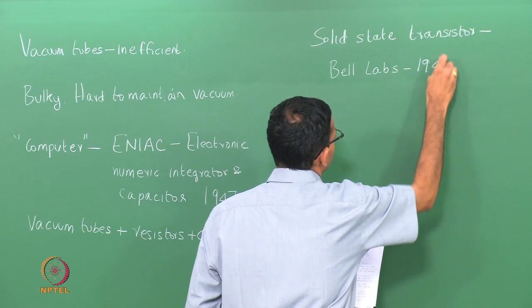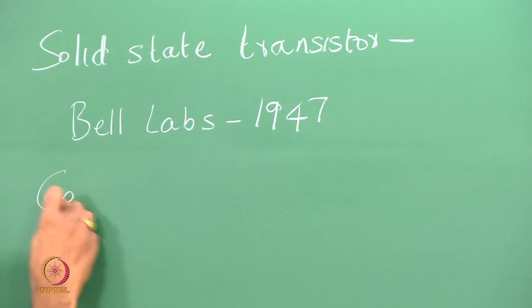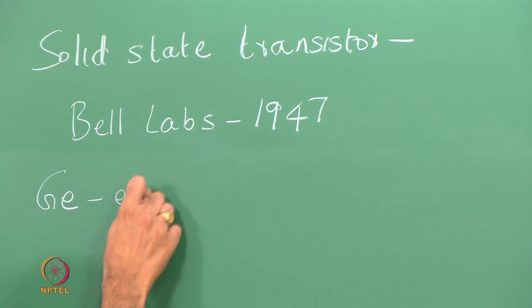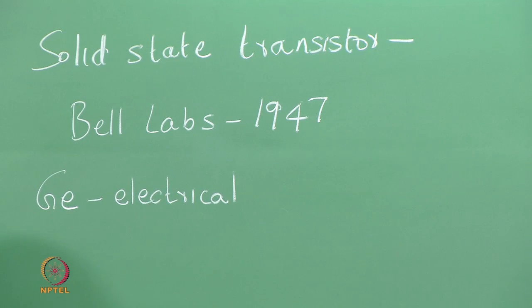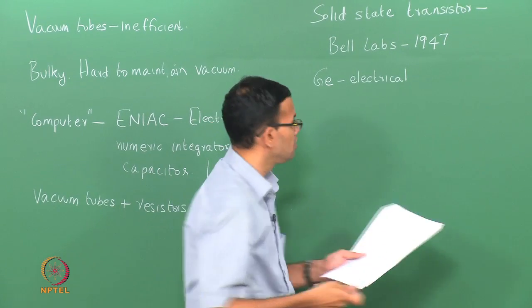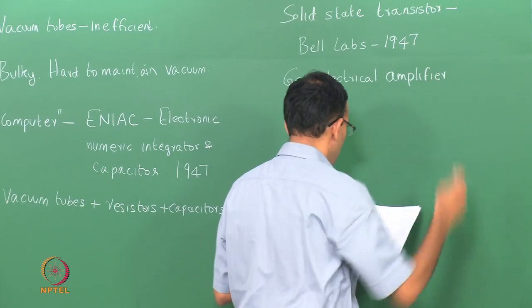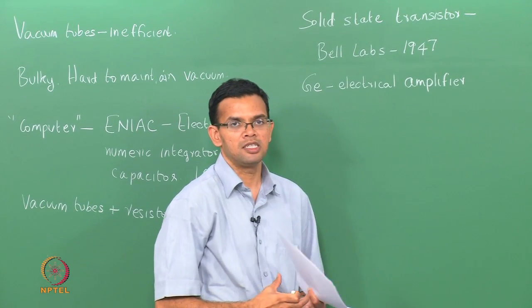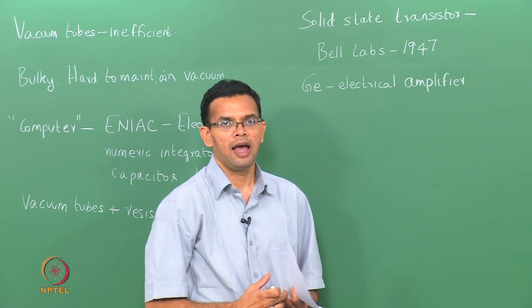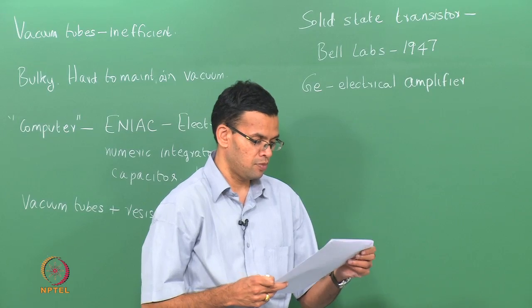In 1947, this was an electrical amplifier that was actually made using germanium. Germanium was the material that was used, and if you remember, germanium has a smaller band gap than silicon, so that the intrinsic carrier concentration is higher. So, it was the first electrical amplifier based out of germanium. Here the germanium replaces the vacuum tube, the amplifier acts as a transistor and replaces the vacuum tube, which is bulky and inefficient.